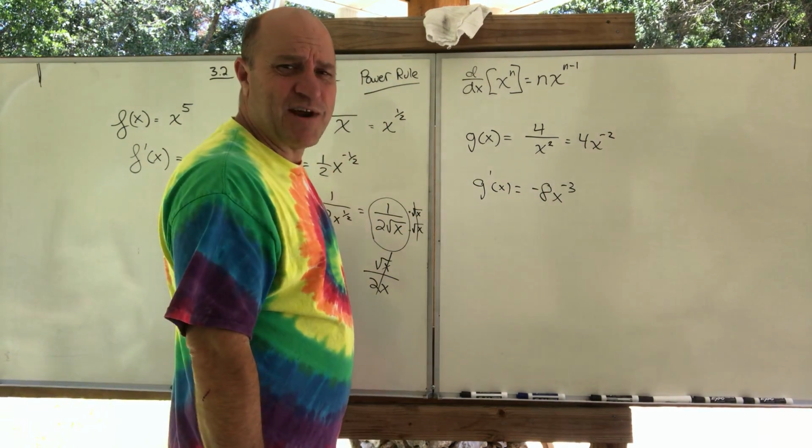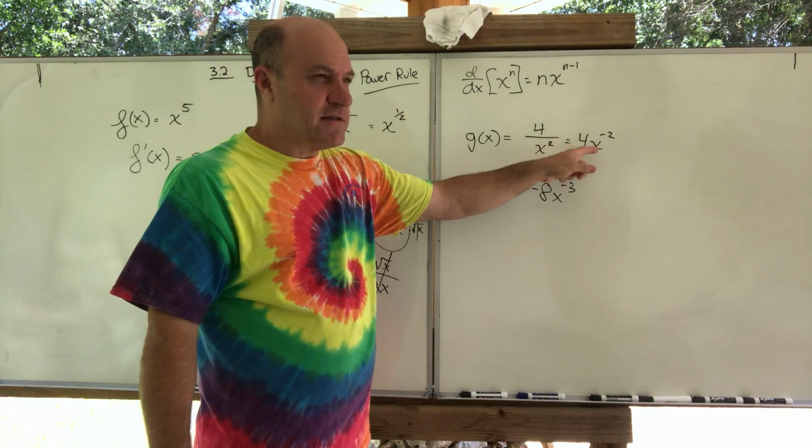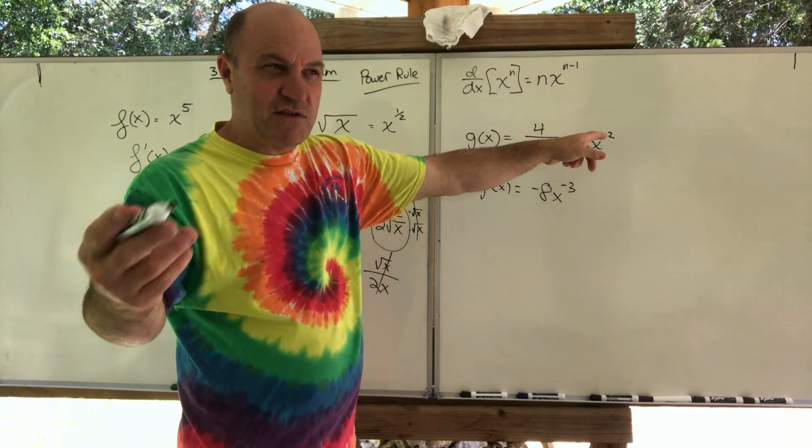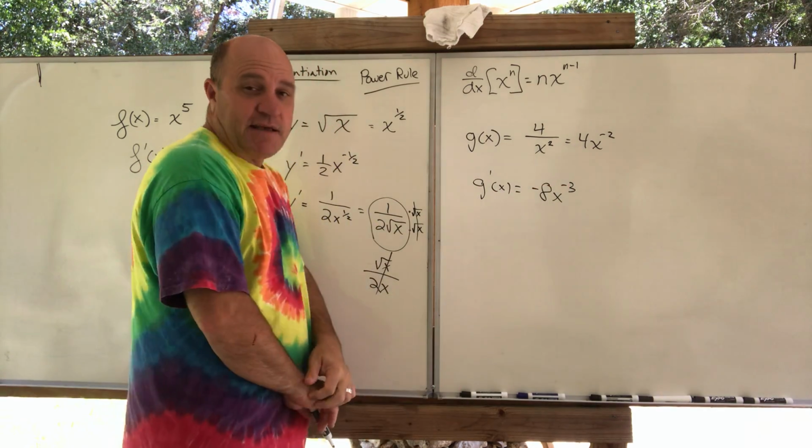Did I do that right? I subtracted 1. Negative 8x, subtract 1. Negative 2 minus 1 is negative 3. Yeah, and that's it. And that's the slope.